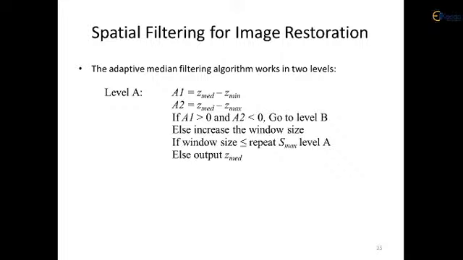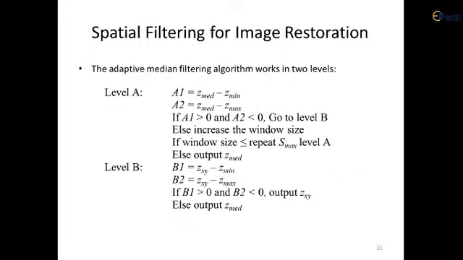Otherwise, we have to increase the window size, and if the window size is less than the maximum allowed level, we have to keep increasing it till we achieve that. Else we give the output of this process to be the Z median here.